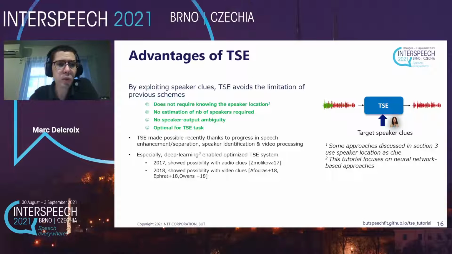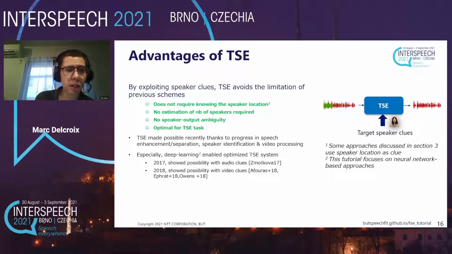So target speech extraction was made possible recently thanks to the progress in speech enhancement, separation, speaker identification, video processing, etc. Especially deep learning enabled optimized target speech extraction systems. And although there are some other ways, as we just discussed, to do target speech extraction, here in this tutorial we focus on deep learning-based approaches.